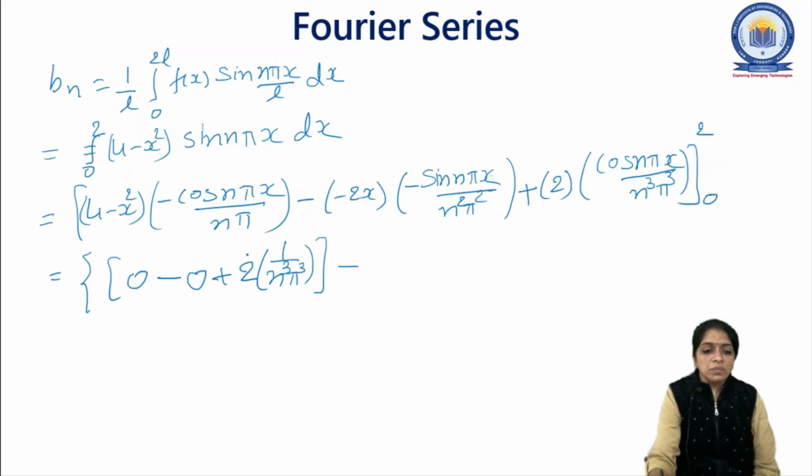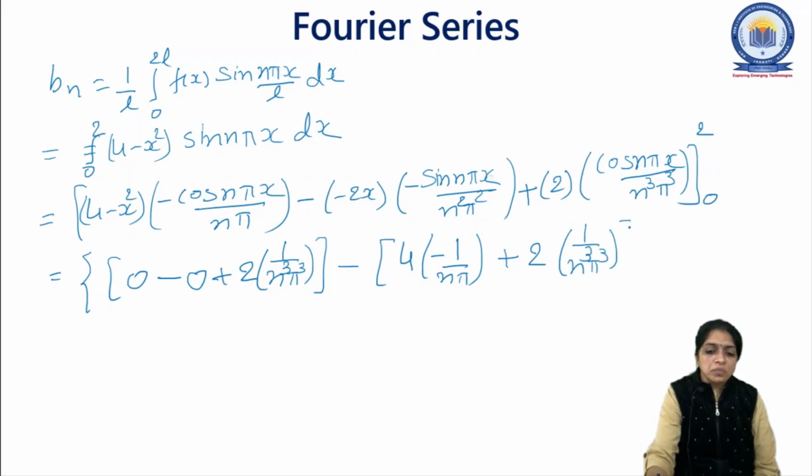For the lower limit, 4 minus 0 is 4, minus cos 0 is 1, so minus 1 upon nπ. Here sin 0 is 0, plus 2 cos 0 is 1, so 1 upon n³π³. So this is the value for the lower limit.